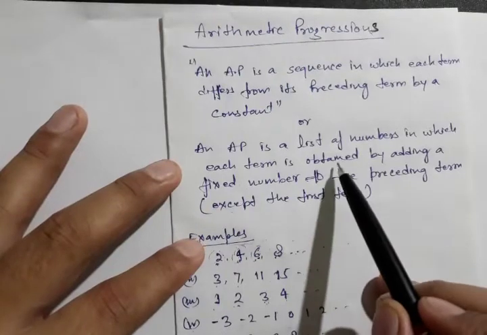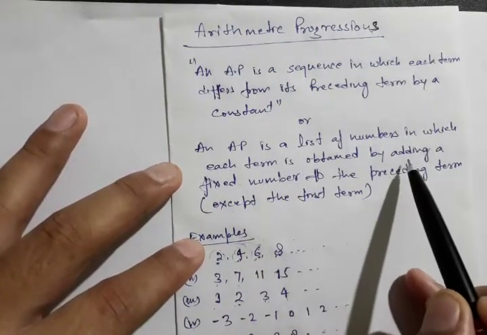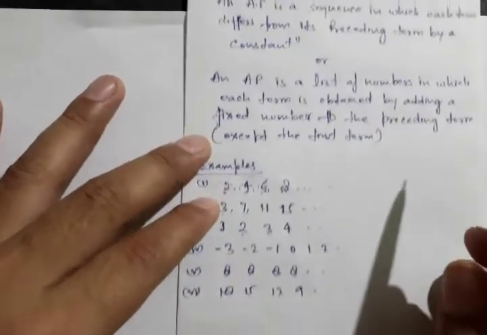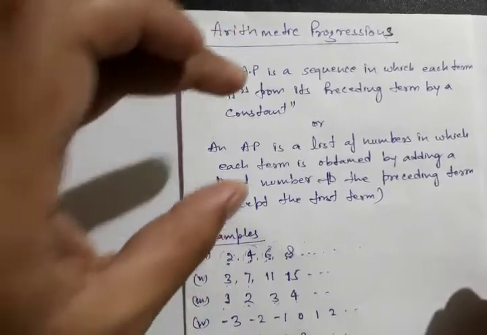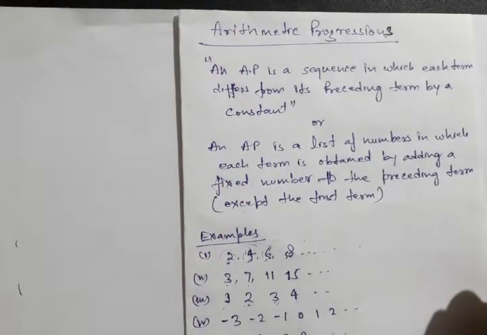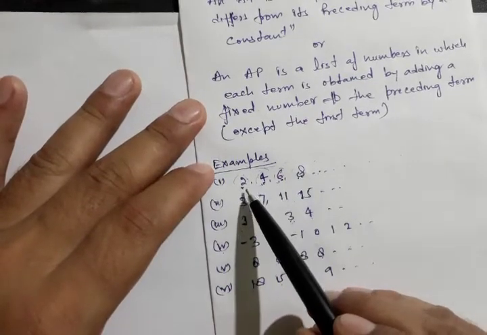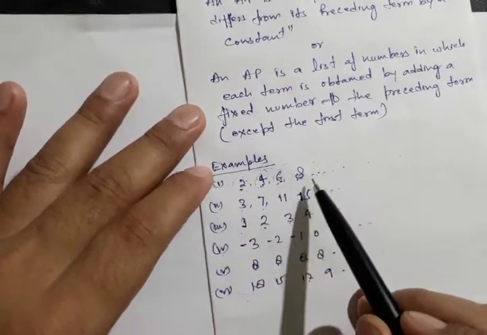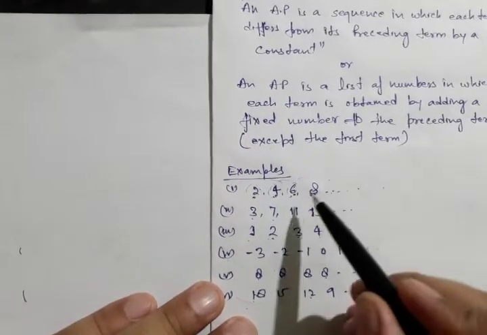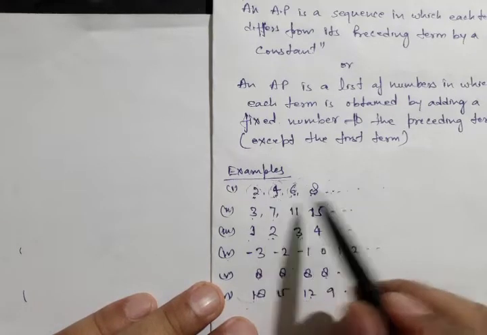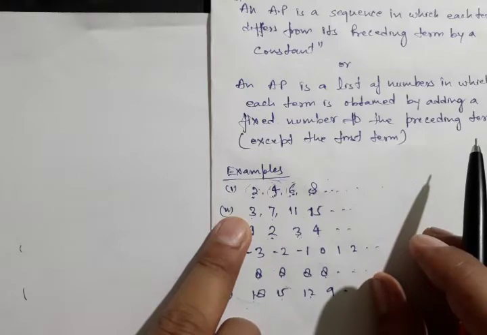In the second, what is it saying? A list of numbers in which each term is obtained by adding a fixed number. Both are the same. Or in simple language, the crux of these two definitions is that in an arithmetic progression, the numbers are in such a pattern that we can find the next term by adding a fixed number to the preceding term. Getting this or not?